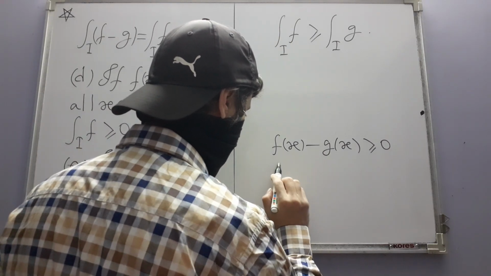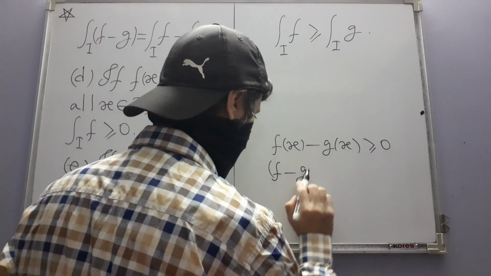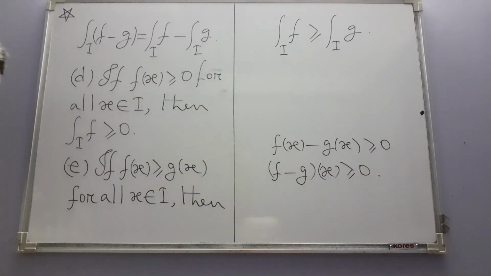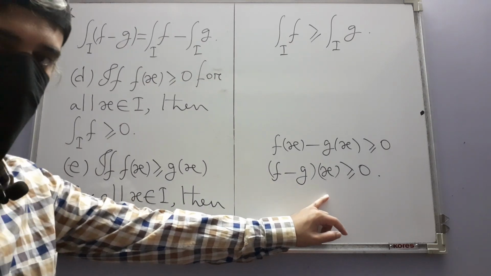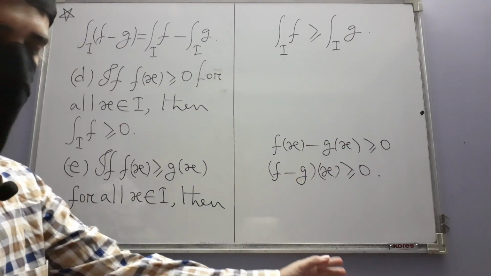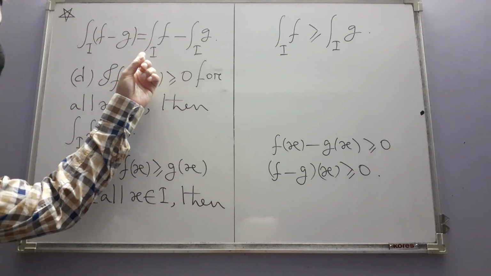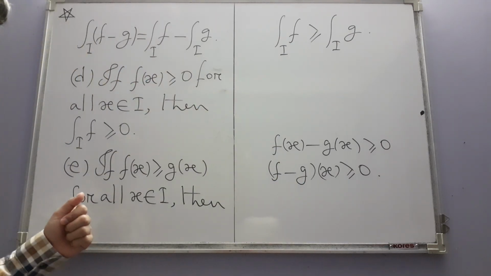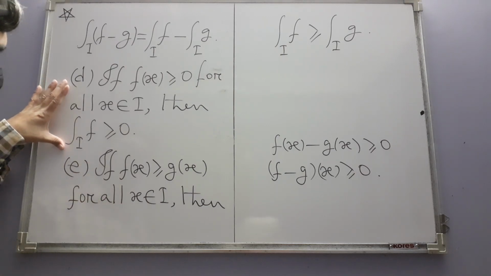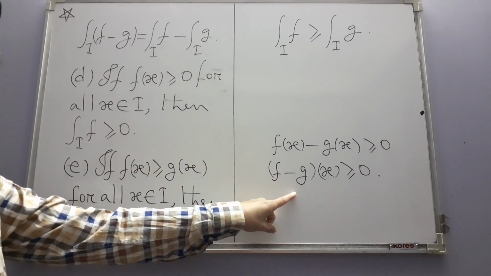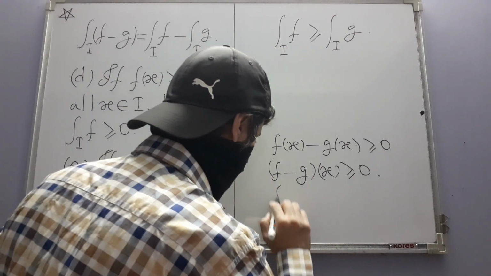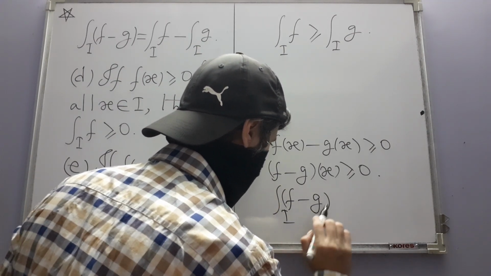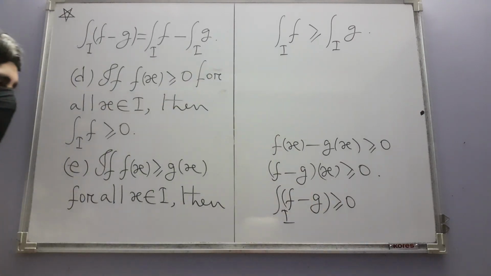But what is this? This is nothing but the f minus g image of x. This means that the function f minus g is non-negative. Also, by part C, f minus g is Riemann integrable on I. And so you can apply part D to f minus g. Part D will give you this conclusion, greater than or equal to 0.